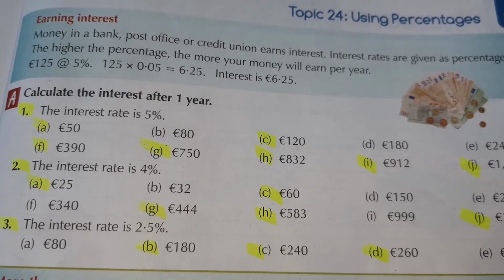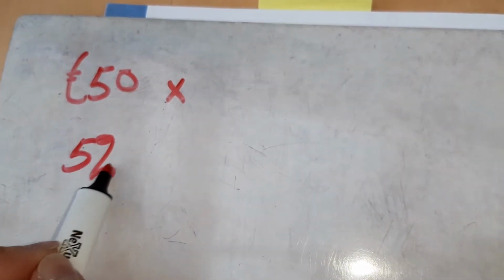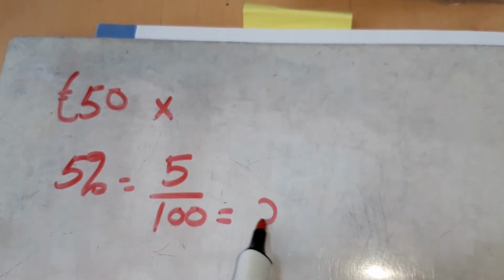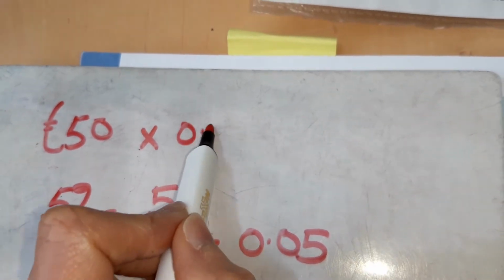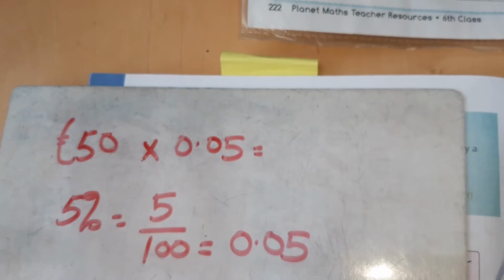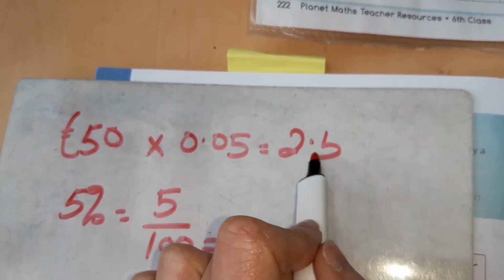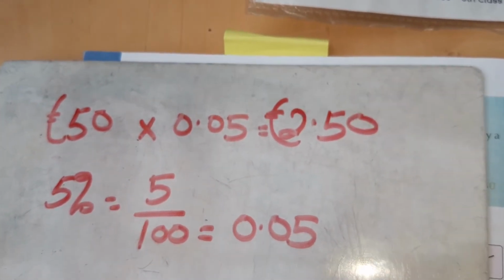So we'll do one or two of those now. So it's €50, the first one, times, and it was 5%. So 5% equals 5 out of 100 equals 0.05. So 50 times 0.05. If you calculate that, 50 times 0.05, you will get €2.50. So the interest on the €50 is €2.50.